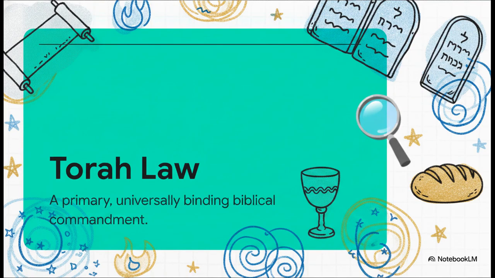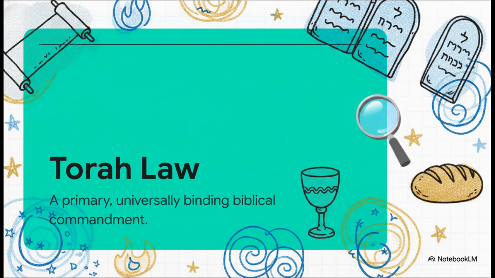Okay, so now that we've got a handle on the kitchen mathematics, our analysis is going to shift to a really deep theoretical debate initiated by a sage named Abaya. But to actually understand his argument, we first need to clearly define what a Torah law is. In this legal system, a Torah law is a primary, universally binding biblical commandment. We're talking about the absolute highest level of legal strictness here.